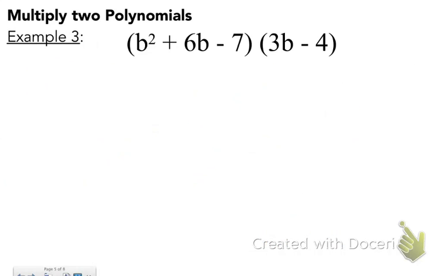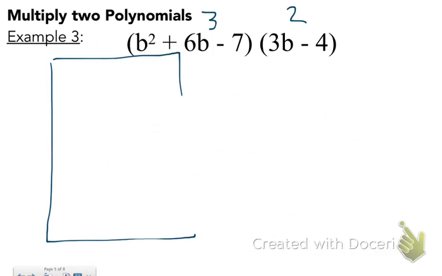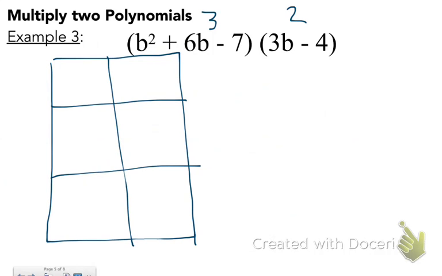Here's another example, only this time we have a trinomial and a binomial. So foiling won't work, but we can use our table. If I make my table so that it's 3 by 2, I can write everything out. So I have b squared, positive 6b, and negative 7 here, and then up here I have 3b and negative 4.